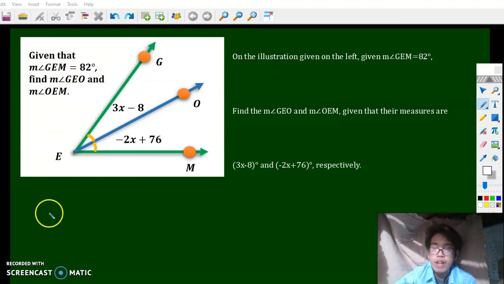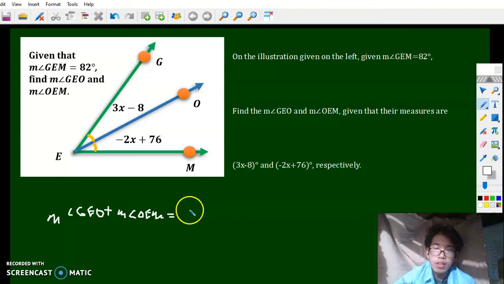Okay, so we can find that. So that's the measurement of angle GEO. Let's write that neatly. Plus the measurement of angle OEM is equal to, so what's the measurement of angle GEM?